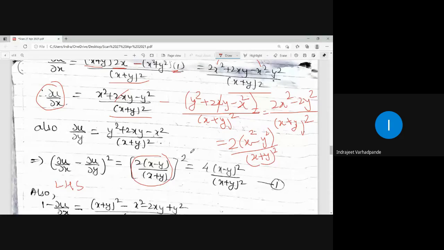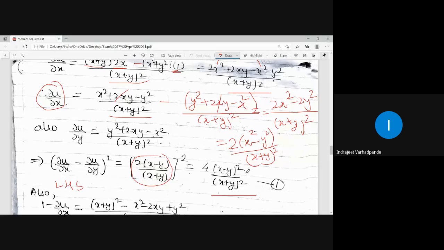And उसका स्क्वायर करेंगे तो क्या बनेगा? 4 into x minus y whole square upon x plus y whole square. Is it correct? I hope everybody has got the step. Is there any confusion or have all got the step? How the simplification has been done?